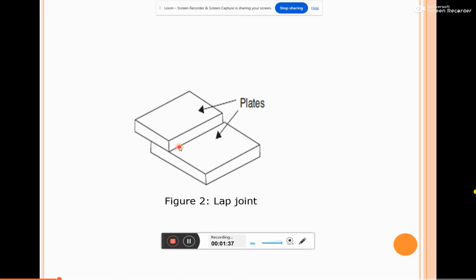Whenever we are performing gas welding, arc welding, or any other type of welding, when we place one workpiece over the other and perform the welding at the edges, we call it the lap joint. This lap joint is mostly preferable when the plate thickness is less than 3 mm.